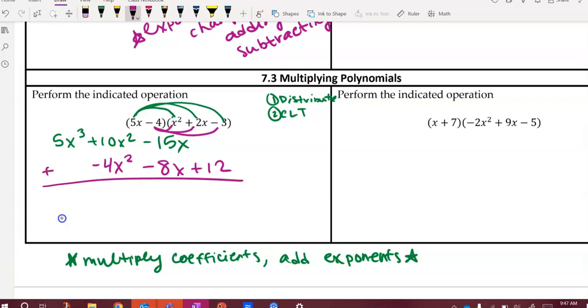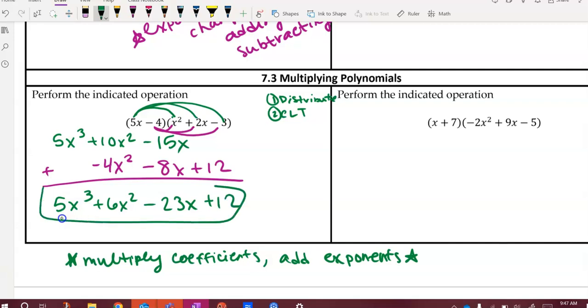And now we can add all these things together vertically. 5x cubed, 10 minus 4 is 6. Notice how I place the same x's above each other so that I can just add them vertically. 15 minus 8, that's a negative 23x, and plus 12. There's our answer.